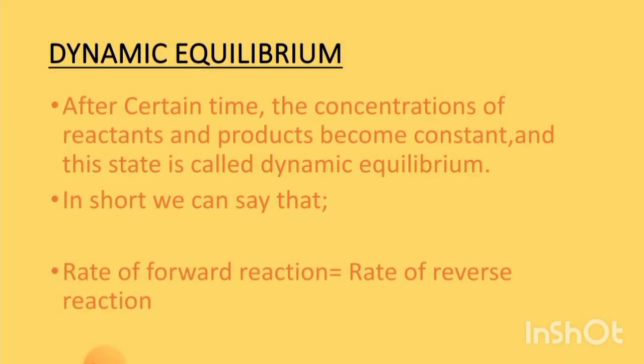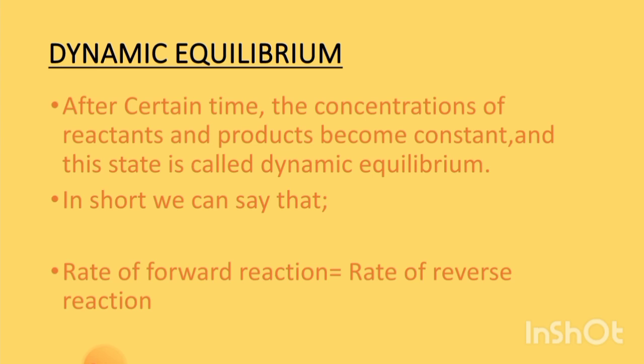So now let's come towards the dynamic equilibrium. What do you mean by the dynamic equilibrium? After a certain time, the concentrations of reactants and products become constant, and this state is called dynamic equilibrium. For example, you have 100% of reactants. After some time, reactants will react together and form new product. When the product is 50% and you have 50% of reactant, then there will be no change or no conversion of the products into the reactant, because the concentration of the products and the reactants are now at a constant ratio.